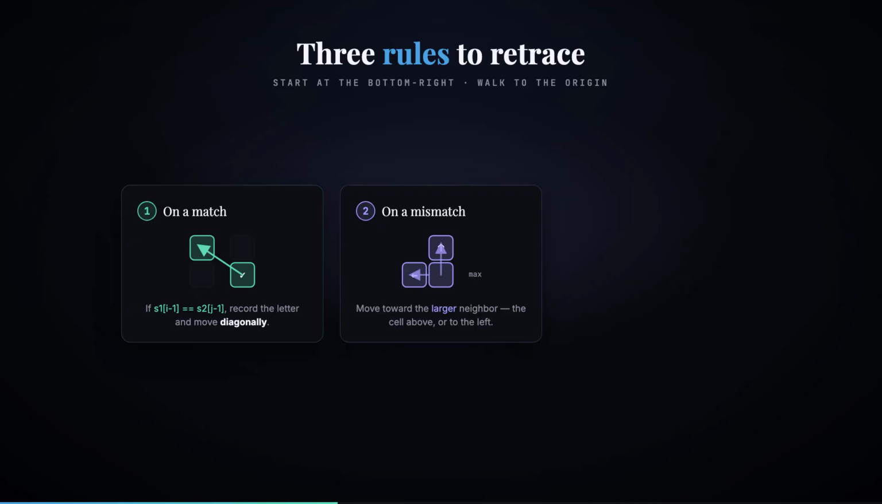Rule 2. If they don't match, move in the direction the value came from, toward the larger of the cell above or the cell to the left. And because we collect letters from the end first, we reverse the result at the very end.